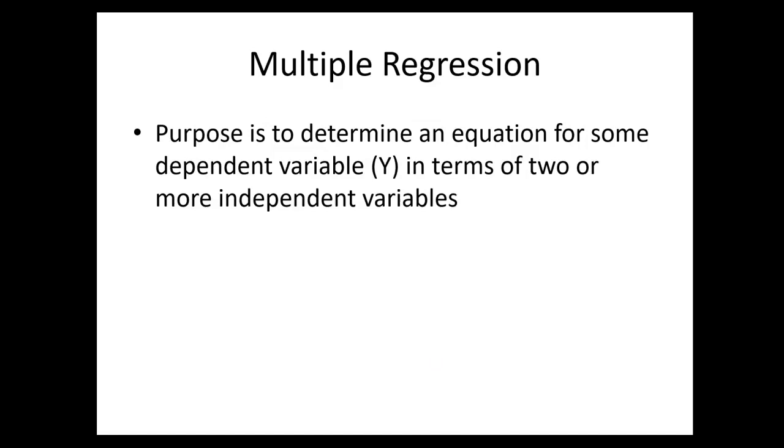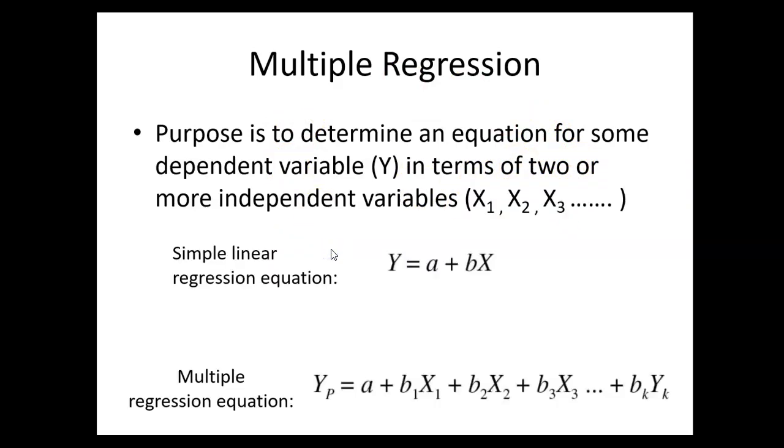The purpose of multiple regression is to determine an equation for some dependent variable in terms of two or more independent variables. This would be the equation for a linear regression, where again we have the slope, the coefficient, and the actual variable. In a multiple regression, the only thing that's changing is that we're just adding in more variables.